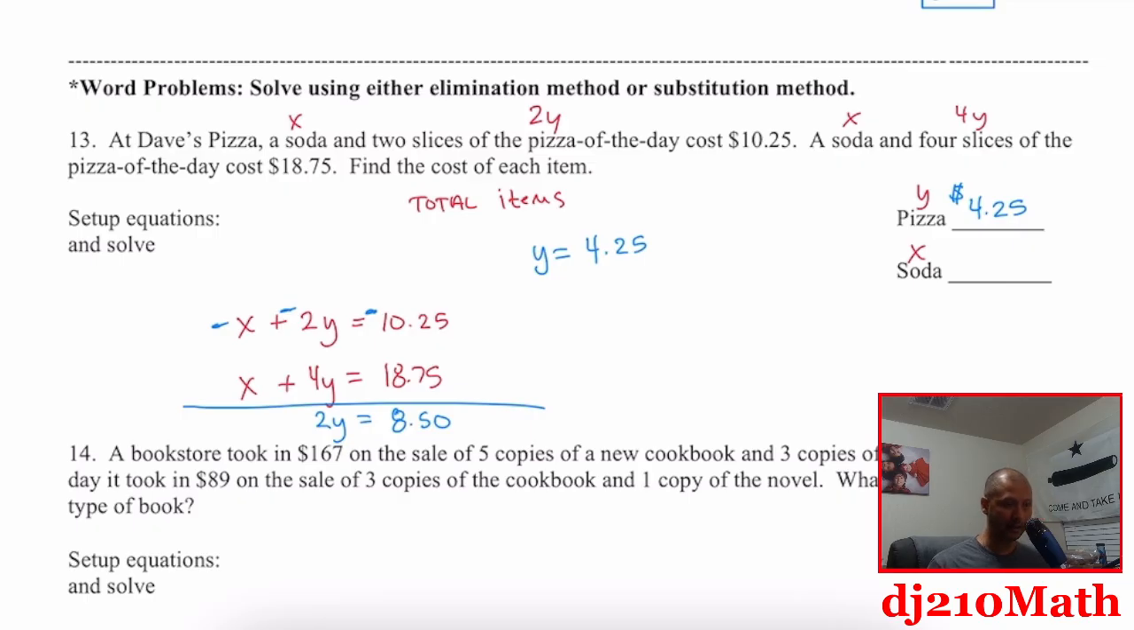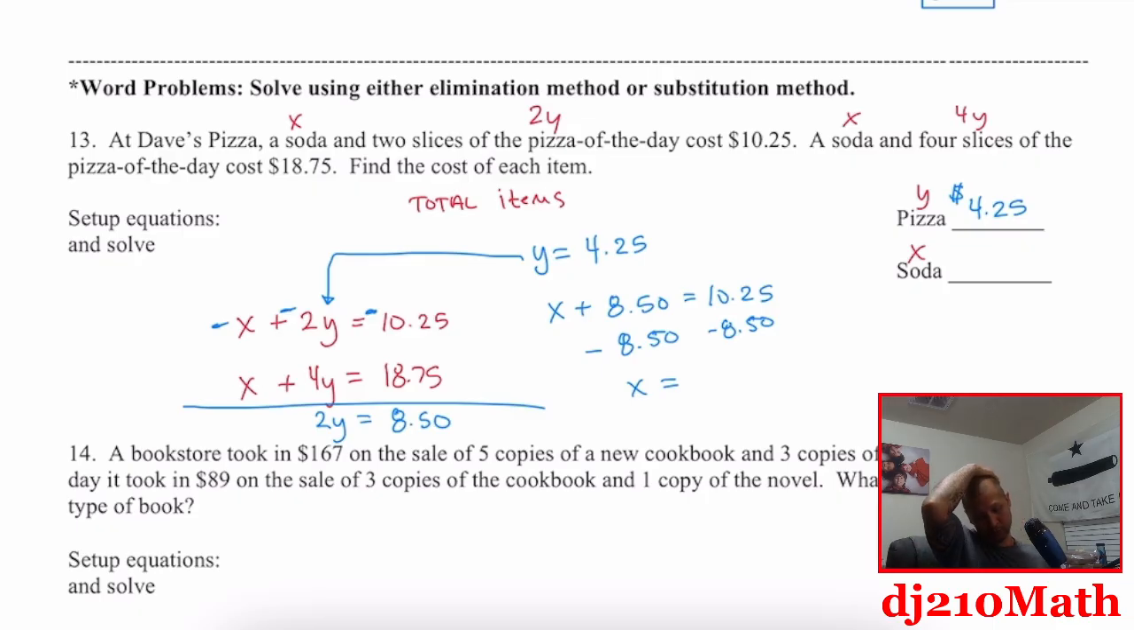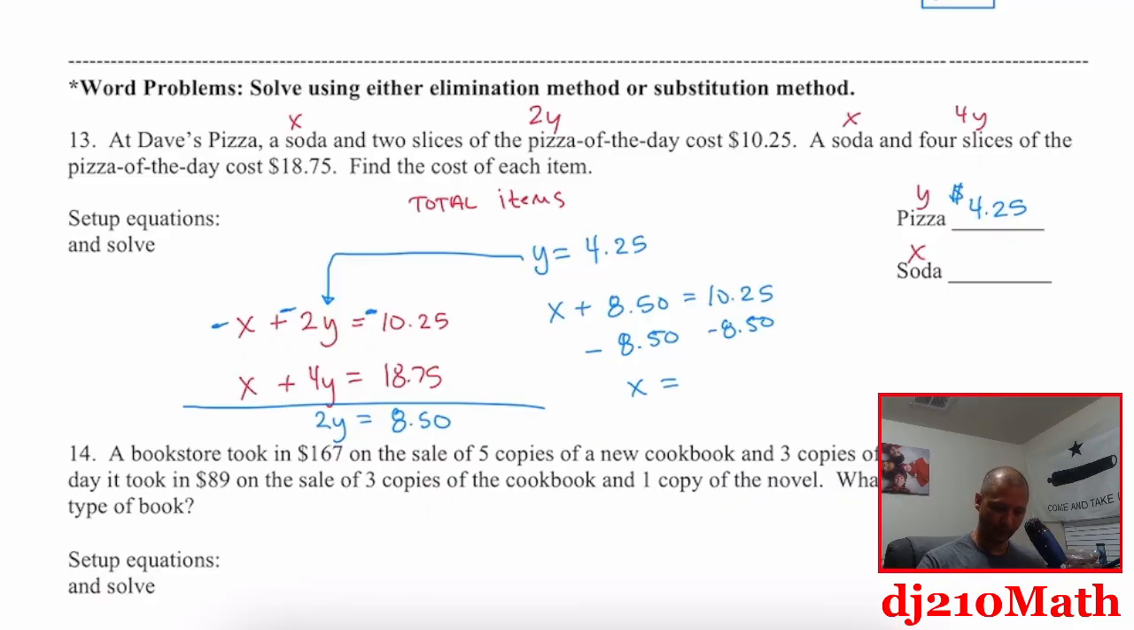And then if we plug that into one of the originals, actually here, so x plus 2 times 425, so that's going to be 850, is equal to 1025 minus 850, and x is equal to 1025 minus 850. 1025 minus 800 would be 225. 225 minus 50, 175.